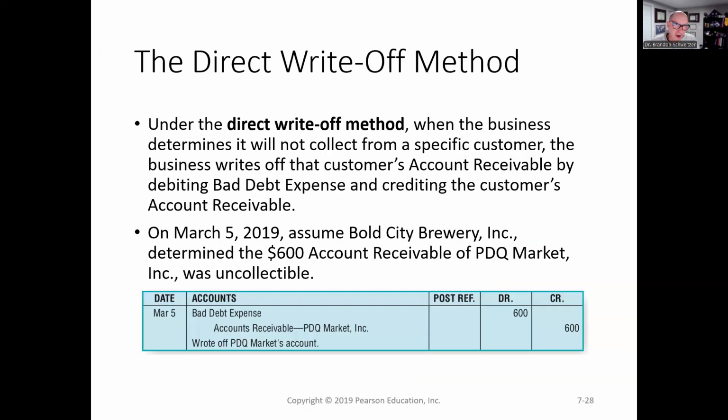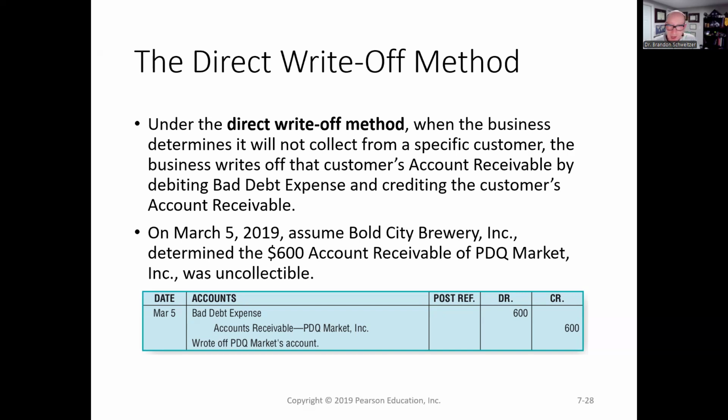So the direct write-off method is the method of accounting for uncollectible accounts where the customer's account is written off as uncollectible when the business determines that the customer will not pay us, right? So I gave you the earlier example of the customer that kind of went missing. I was preparing to write off their account. And the way that I would do this is debit bad debt expense and credit their account receivable to write off the account receivable.